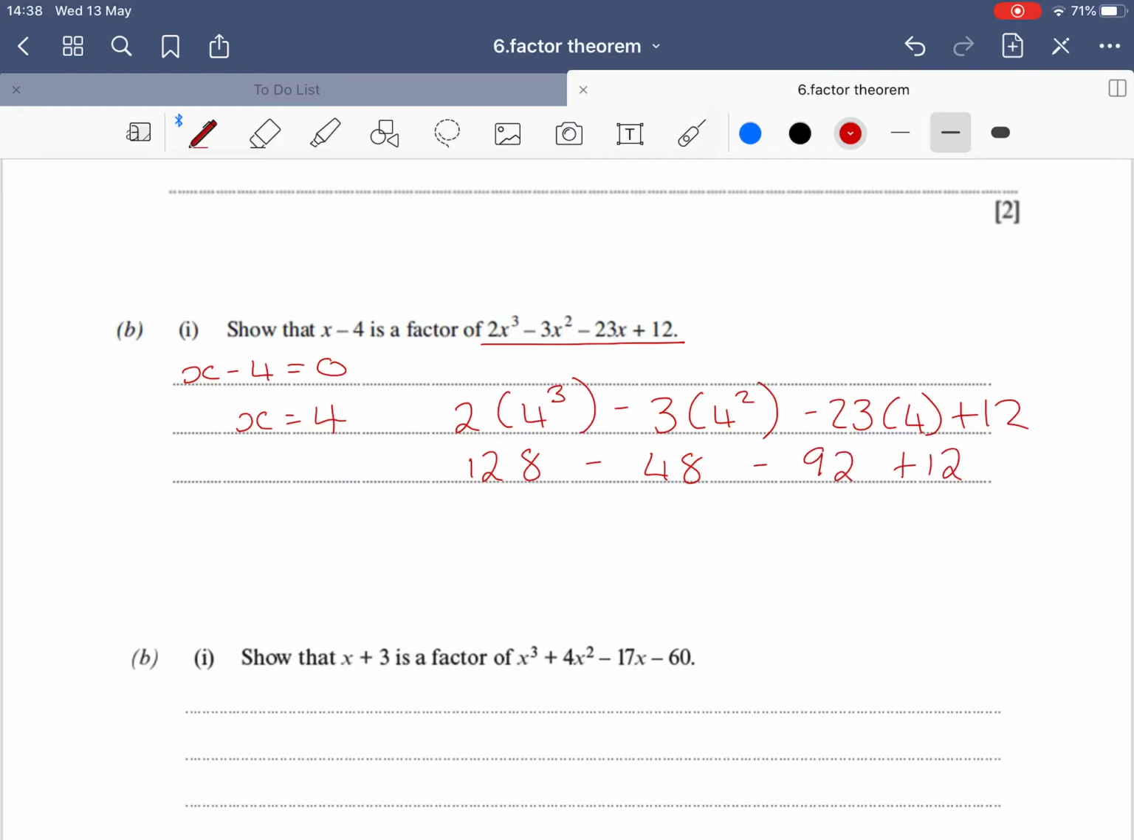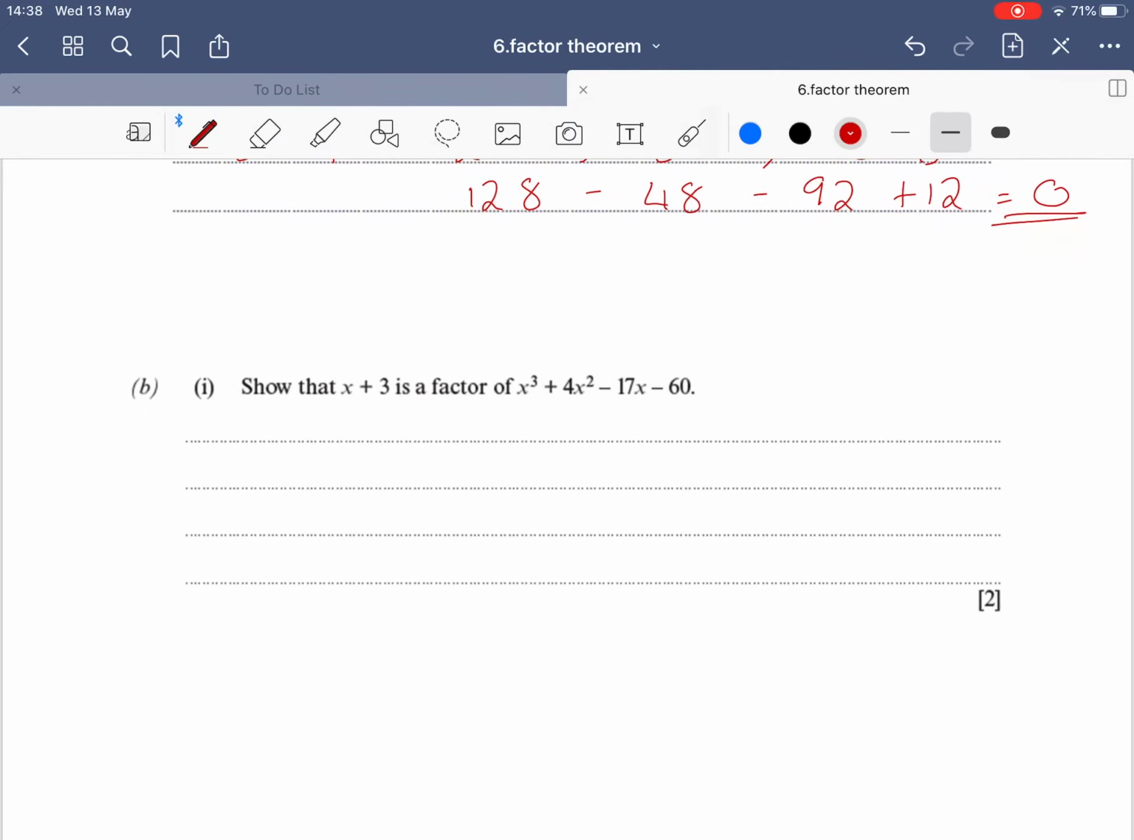So let's just double check that. We've got 128 minus 48 minus 92 plus 12 gives us a score of 0. So it is a factor. We have proved it is a factor. Again, like I said previously, this would factorize into 3 brackets, and one of the brackets would be x minus 4.